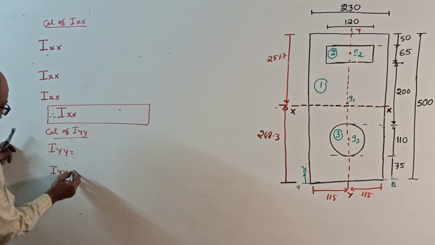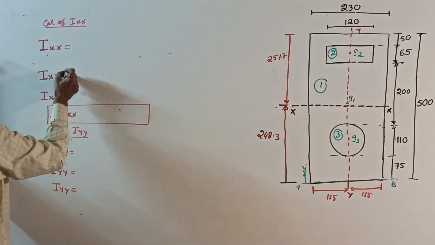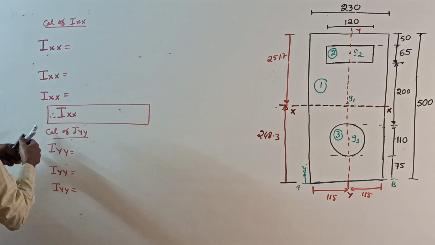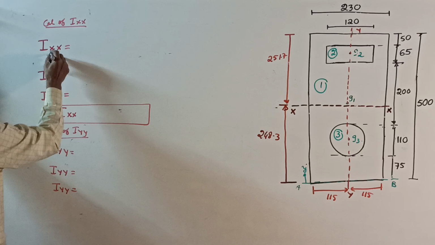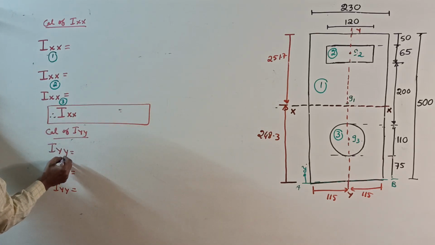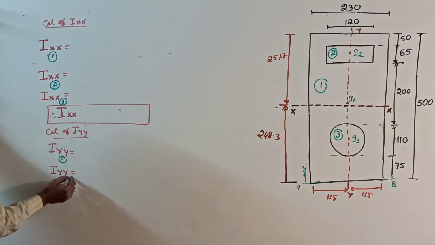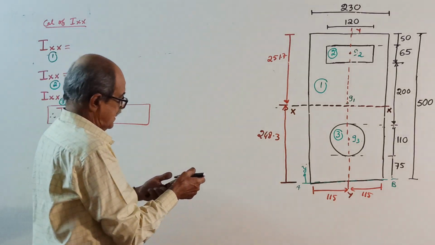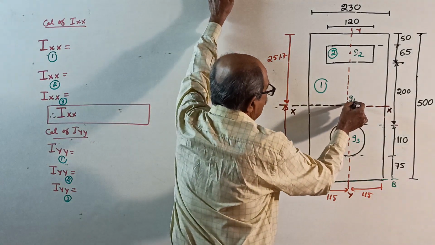I am preparing this usual portion to save time. Here, see, Ixx for 1, Ixx for 2, Ixx for 3, Iyy for 1, Iyy for 2, Iyy for 3. Start. Xx axis. Come to centroid.